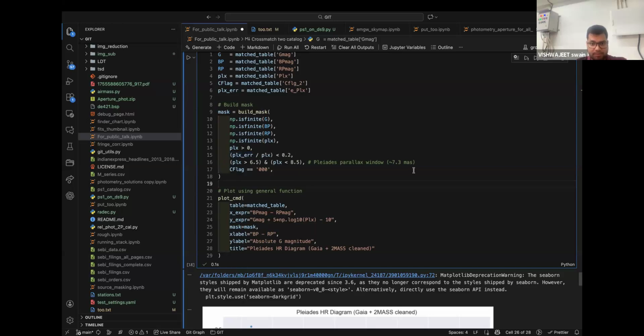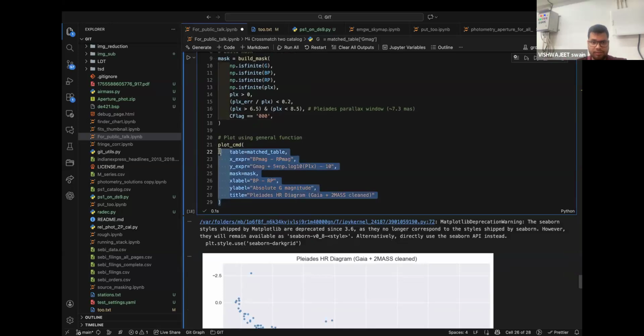And then again we put the particular parallax constraint for the Pleiades. This constraint is particular to the cluster you want to study. And then last is the C flag. The C flag is an example you can use. It has other flags, but in this example I know that C flag 000 means it will take all the good sources, and then you have to run it.